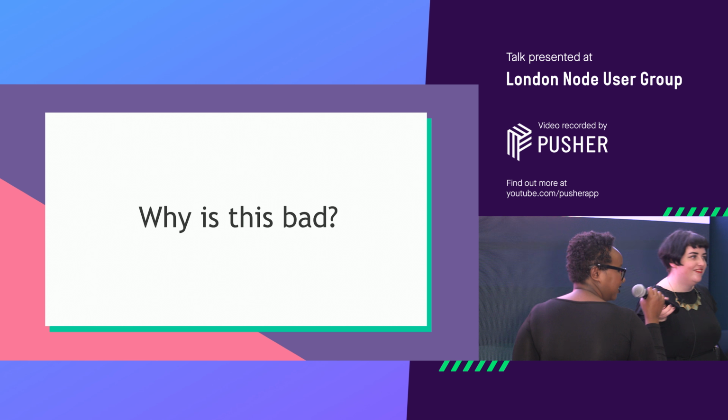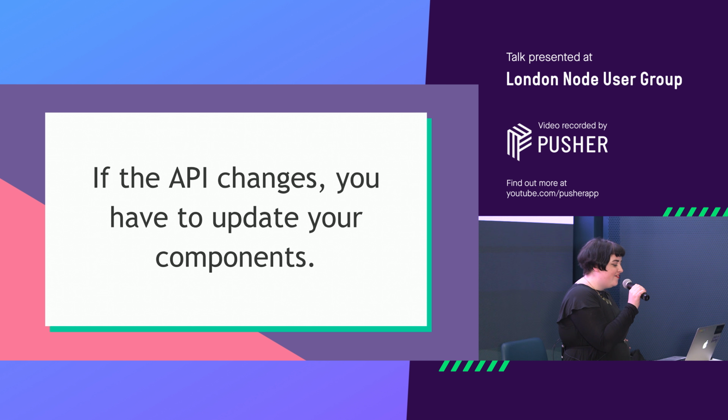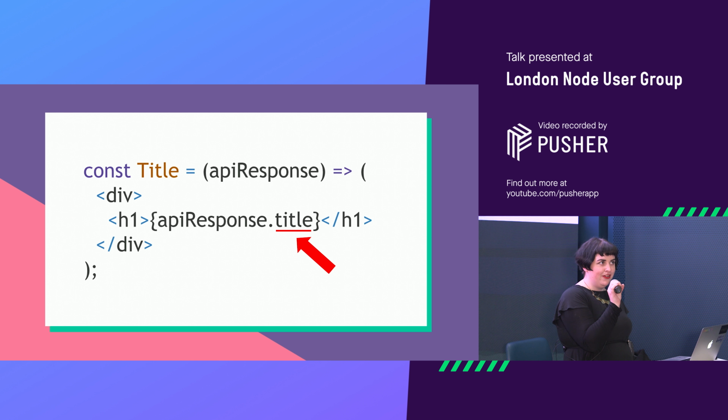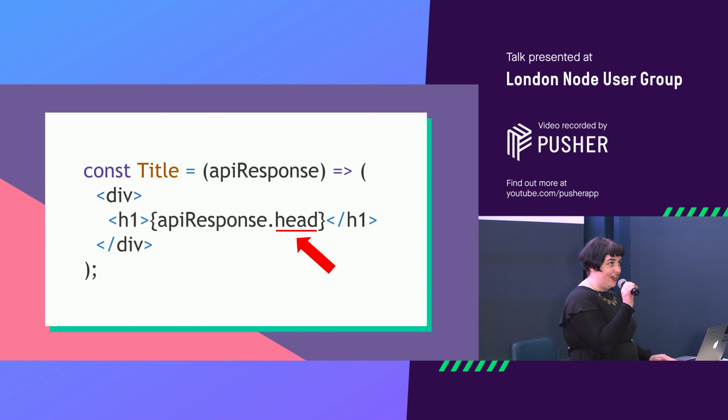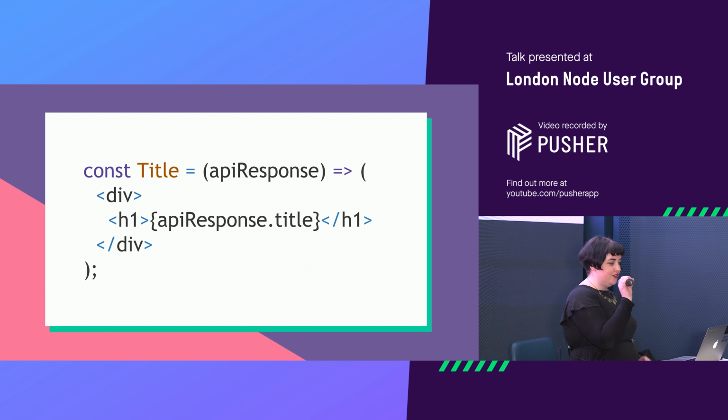Why is this bad, Michelle? Well, this is bad because if the API changes, you have to update your components. So if the API developer changed the field name from title to head, we would have to update our title component, which is very inconvenient and could be avoided. It's also less readable because it's not clear what data your component needs. So if I was a new developer joining a project and I looked at this title component, it would not be clear to me what data I need to pass it in order for it to render successfully.